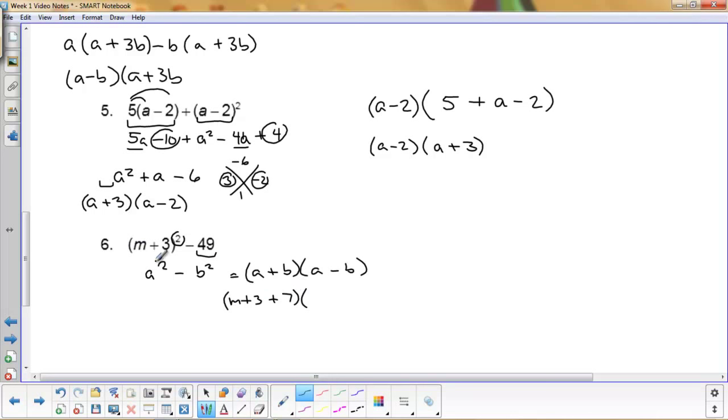And again, if a squared is m plus 3 squared, that means that a is m plus 3. And I repeated that because I just wanted to kind of ingrain that in your mind, because it's confusing why there's two terms here, but that's because a is m plus 3. And of course that's minus 7 there. Now I can combine like terms here and I get m plus 10, and I can combine like terms here and I get m minus 4. And so that one's a little bit tricky, but if you can see the difference of squares in it and then combine like terms, it's really not that difficult of a problem.